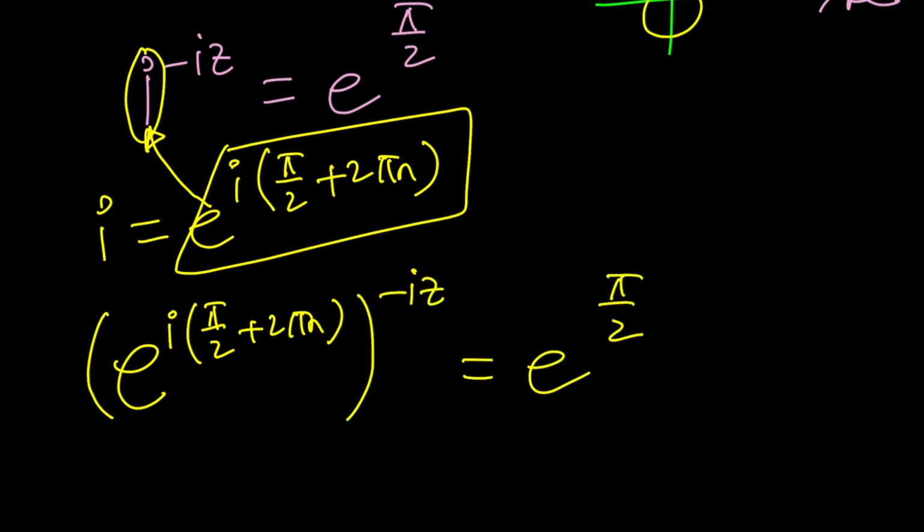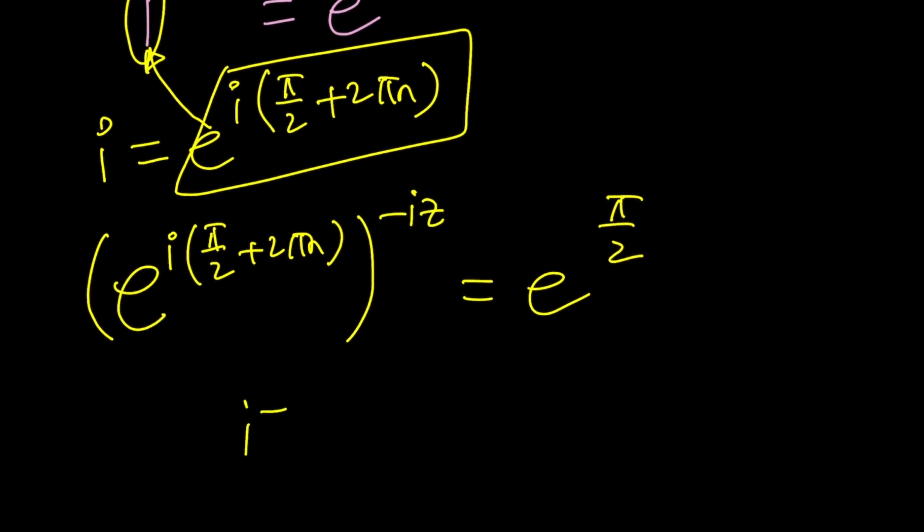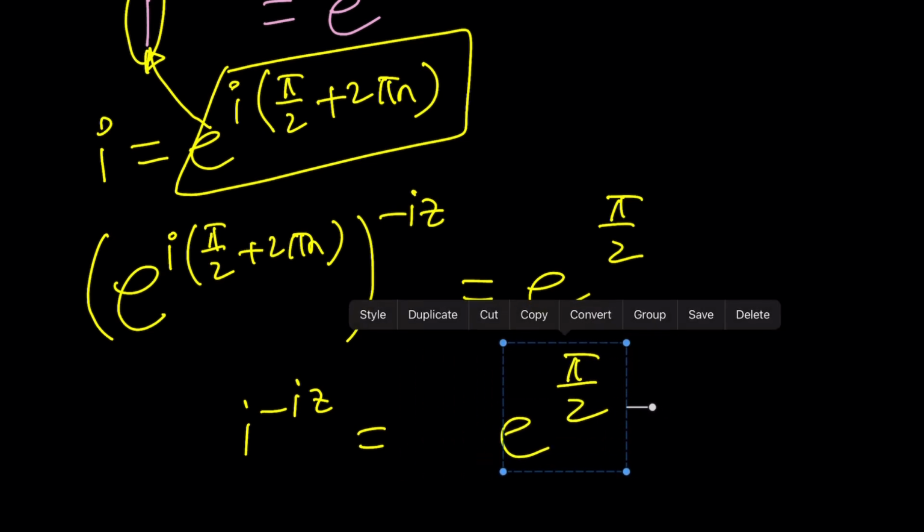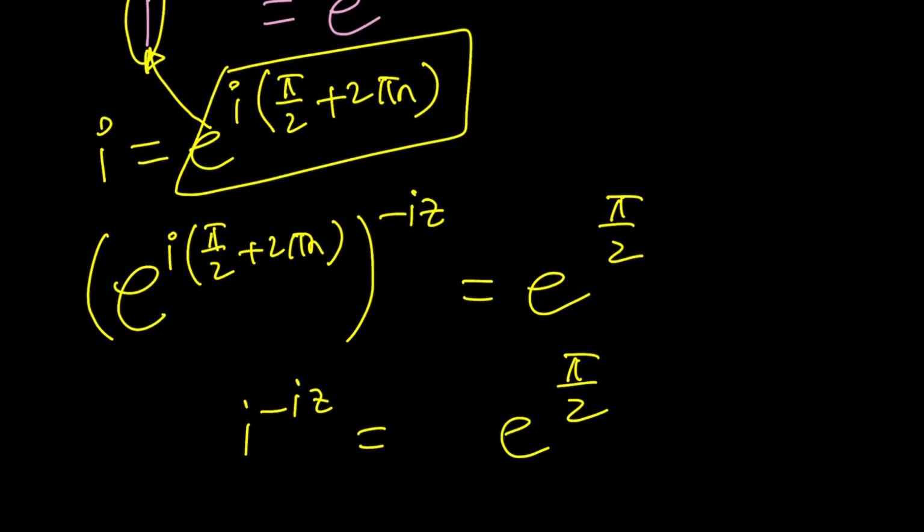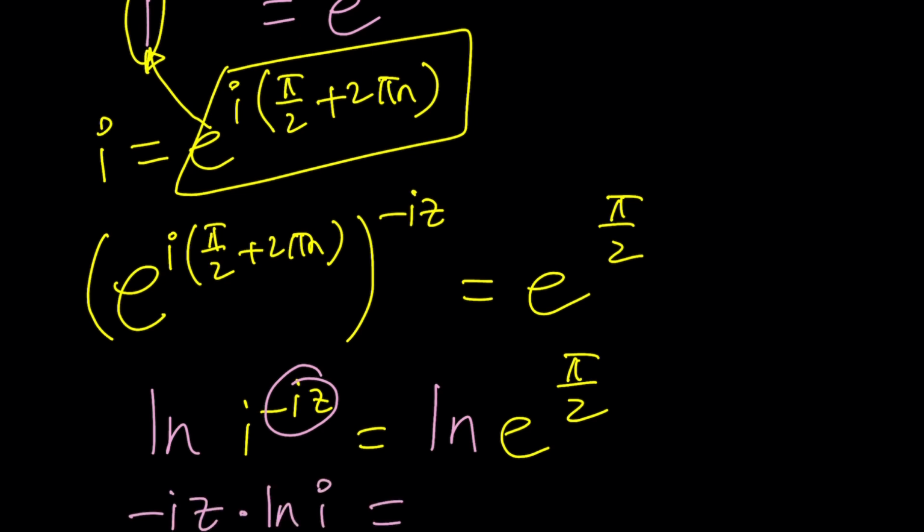Wait a minute. Why are you trying so hard? Can't you just natural log both sides? Some people, I'm pretty sure, are going to say, hey, why don't you just ln both sides? That's going to be super easy. You don't have to worry about this, right? Don't beat around the bush. Well, if you do that, you're going to get the following. Negative iz times ln i equals pi over 2.